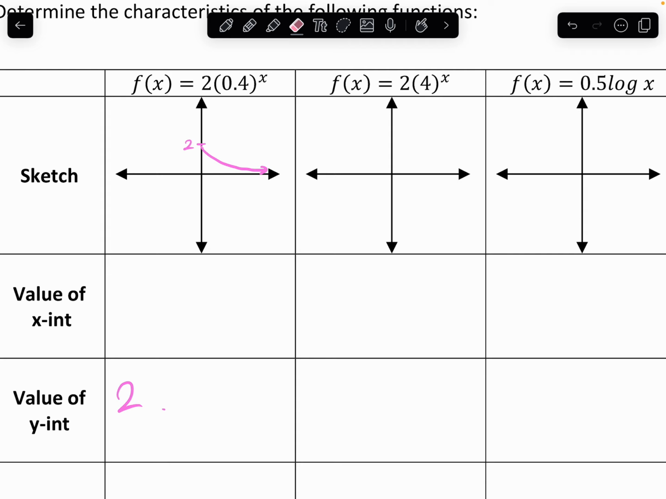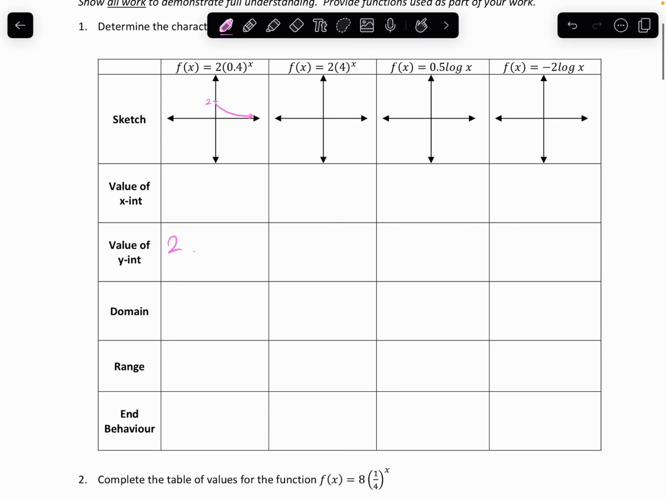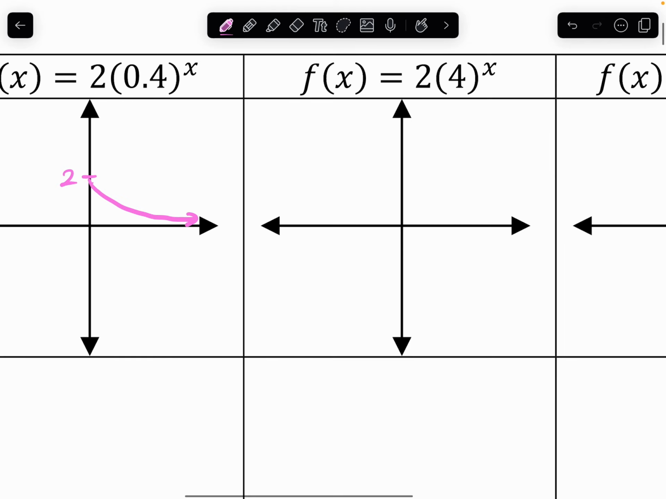So we actually have something which is called an asymptote, which I don't know if you've learned about yet. There's no questions about it, so maybe you haven't. But there's an asymptote at y equals 0, because it can never equal 0, but it always approaches it.